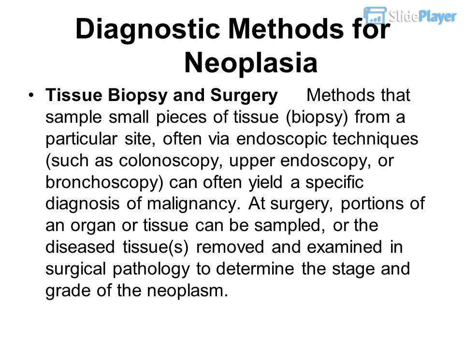Tissue biopsy and surgery methods that sample small pieces of tissue, biopsy, from a particular site, often via endoscopic techniques, such as colonoscopy, upper endoscopy, or bronchoscopy, can often yield a specific diagnosis of malignancy. At surgery, portions of an organ or tissue can be sampled, or the diseased tissues removed and examined in surgical pathology to determine the stage and grade of the neoplasm.